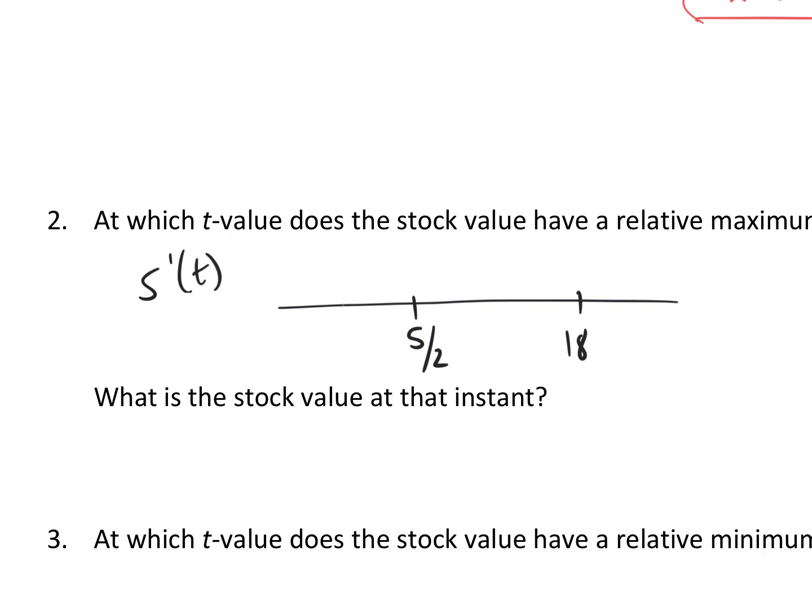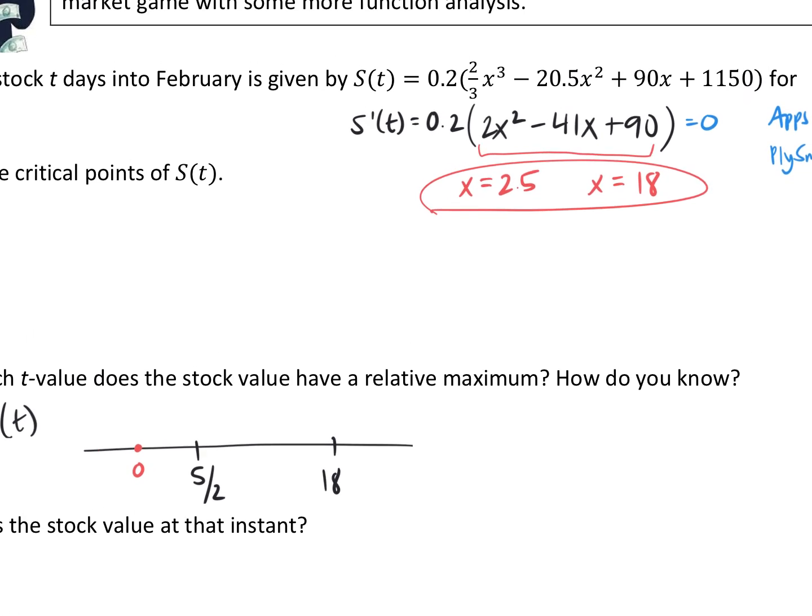So if I look at the left-hand side here, if I pick a point to the left of 5/2, if I pick 0, for example, when I plug 0 back into my derivative function, am I going to get a positive or a negative value? Positive. I'm just going to put a little plus sign up there. All I care about is knowing what the sign is.